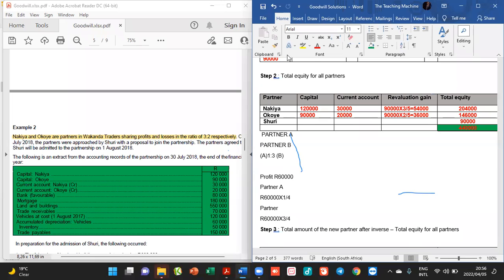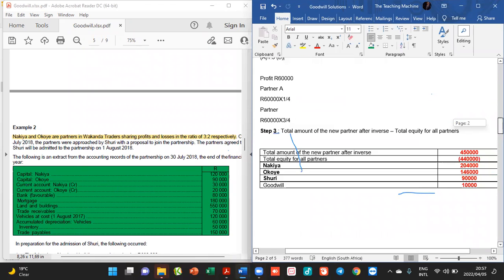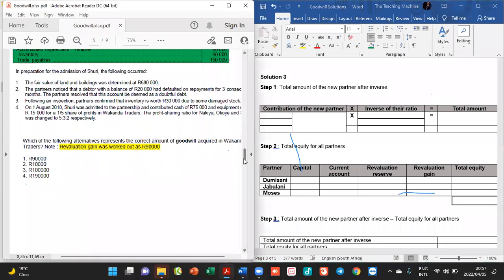I think there's another question. So we will only be able to calculate goodwill only if there's a new partner. Yes, that's true, because we need the investment of the new partner. Now, if there are no questions, let's look at example number 3. We will apply the very same steps.